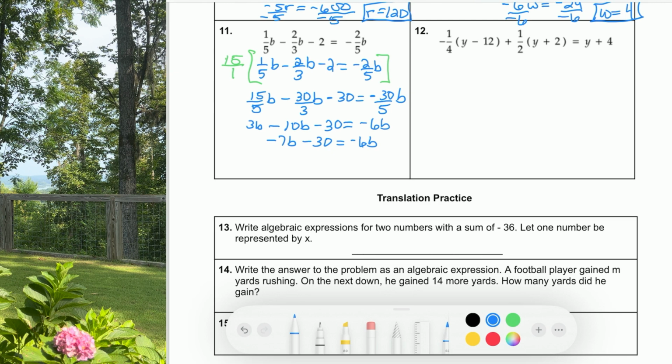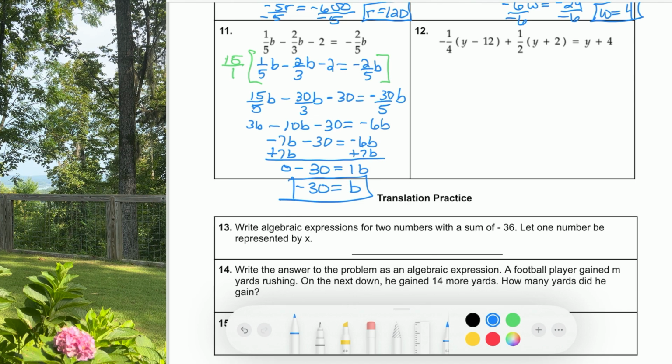I need to move my negative 7b over to the side with the negative 6b. So I'm going to add 7b. I get 0 minus 30 equals 1b. So I actually end up with negative 30 equaling b. So not too bad, right? As soon as we got rid of the fractions, it was easy peasy. All right, let's look at this other side over here.